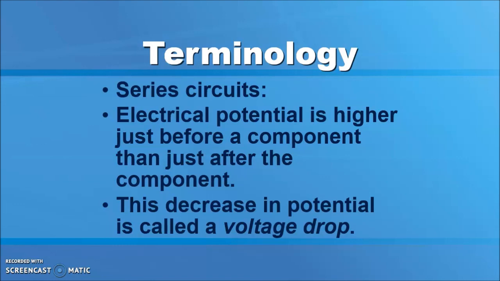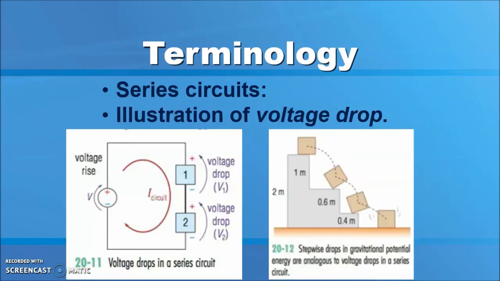Electrical potential is higher just before a component than just after the component. This decrease in potential is called a voltage drop. So the electrical potential, or sometimes we call that voltage, is higher just before a component than just after the component. Make sure you copy down these notes, and then we're going to look at a little illustration to show that point.